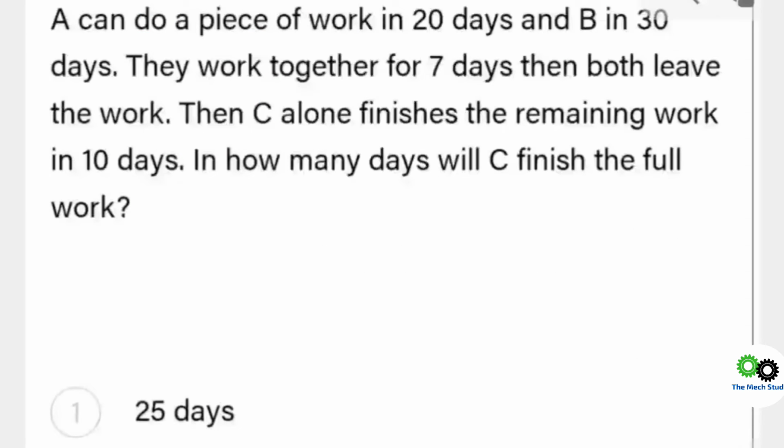Going ahead with the next type of question which they have mentioned in different examinations. The next question was: A can do a piece of work in 20 days. B can do the same work in 30 days. If they work together for 7 days, both leave the work after working for 7 days. Then C alone can finish the remaining work in 10 days. Then in how many days can C finish the full work? You need to calculate the full work in terms of days.